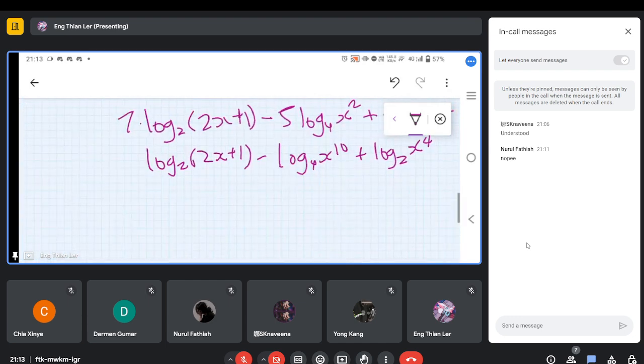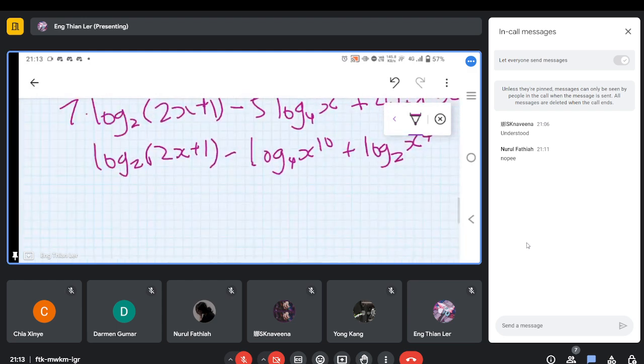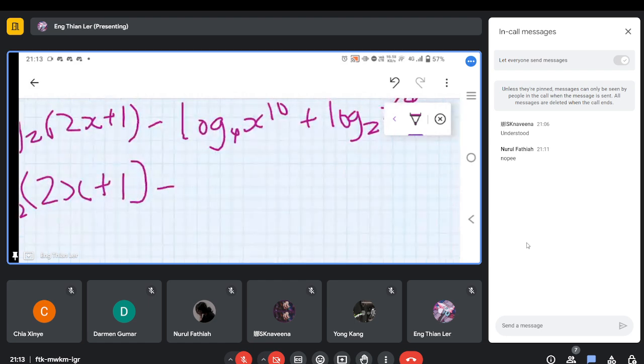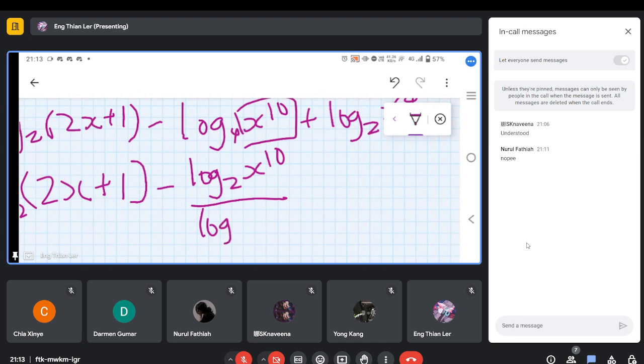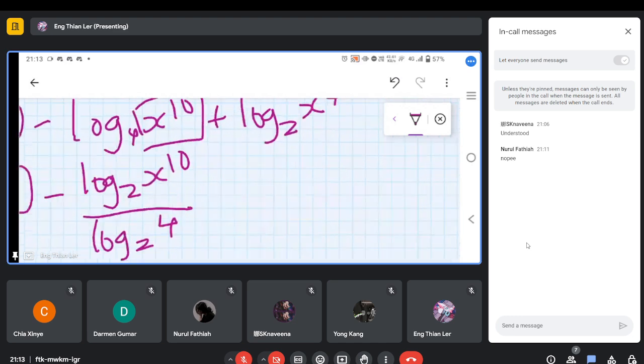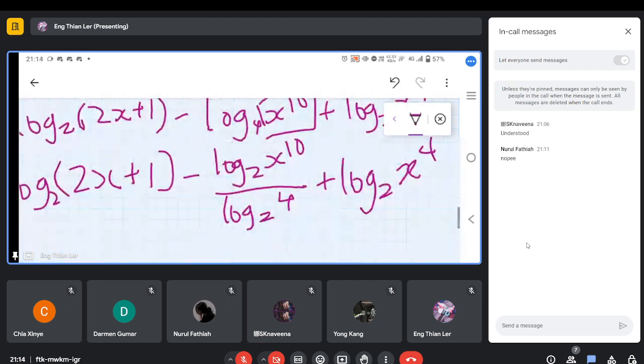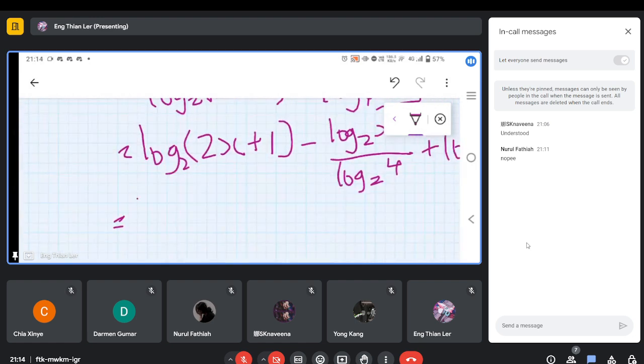Okay, so now for this we need to do the change of base. Change base formula. 2x plus 1 minus. So log base 2, the a is this, the b is this, divided by log 2 of 4. Log 2 of 4 is 2, but we will do that at the next line. Okay, so now we write this again.